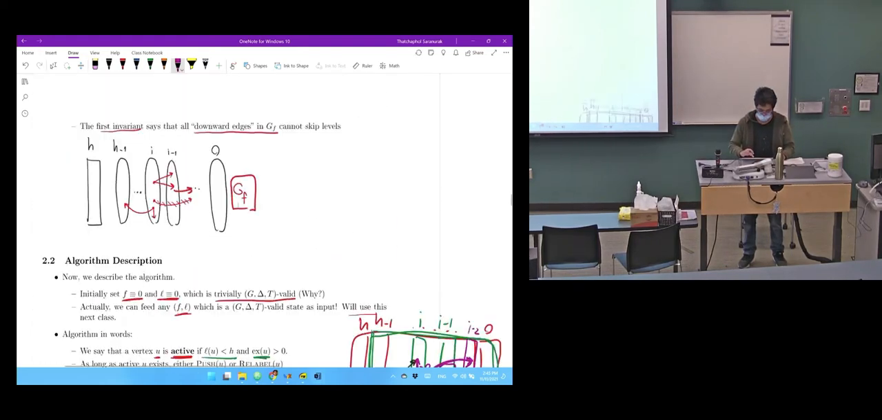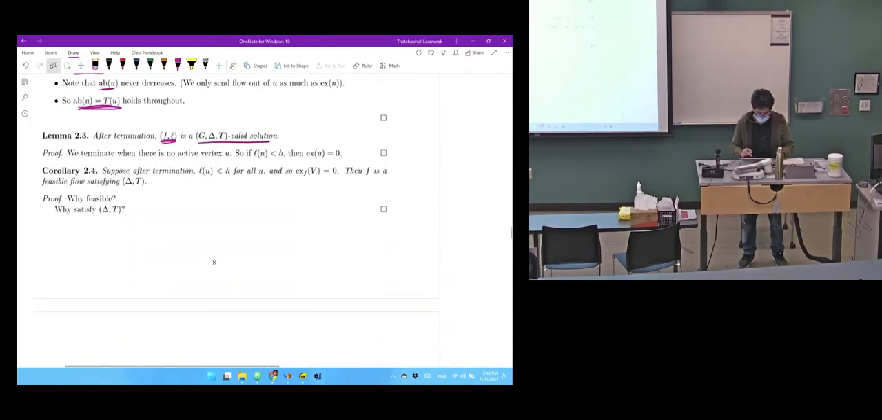Okay. All right. So when you stop, everyone below level h has no excess. And it means what? It means that if after termination no one has level h, then all the excess is 0, no excess at all, which means that the flow really satisfies the source and sink. Right? And the flow is feasible too.